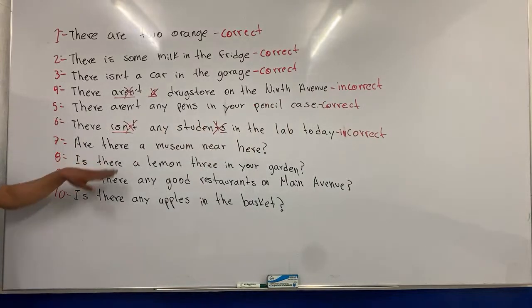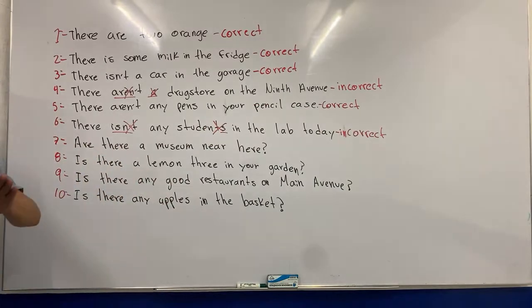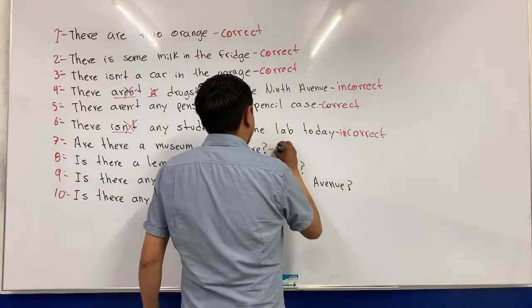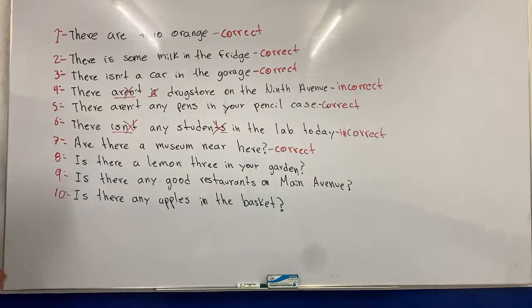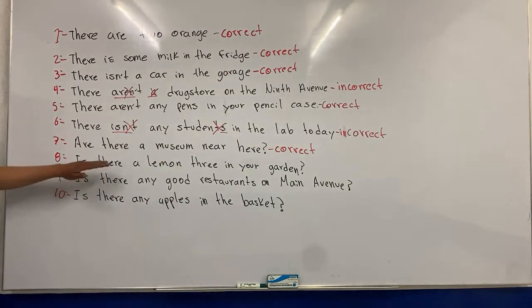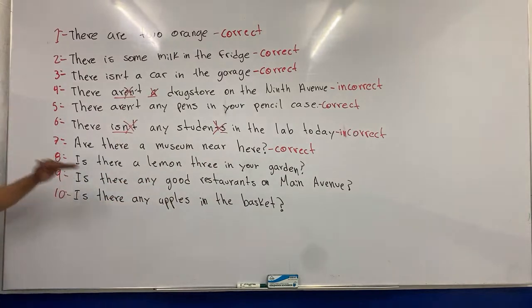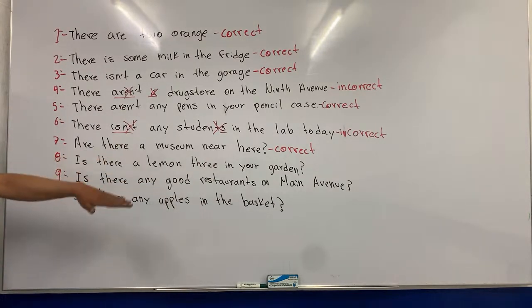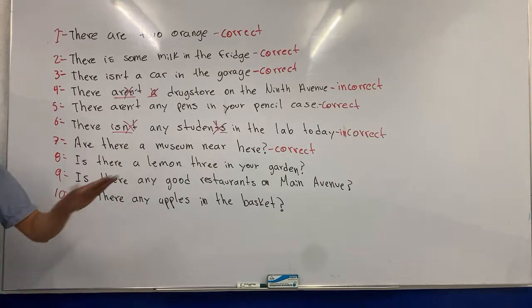The next, are there a museum near here? Repeat. Are there a museum near here? Correct or incorrect? Correct. Right. The next, is there a lemon tree in your garden? Repeat. Is there a lemon tree in your garden? Correct or incorrect? Correct.